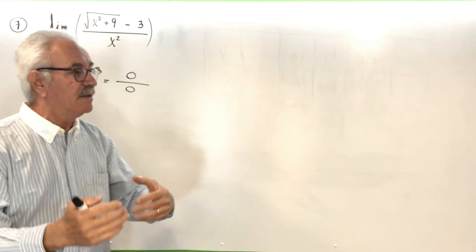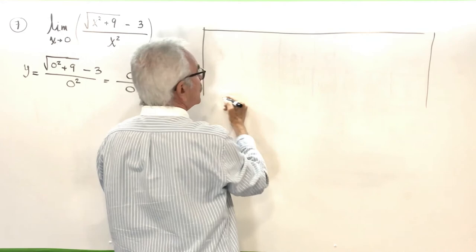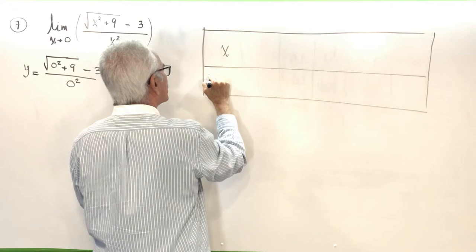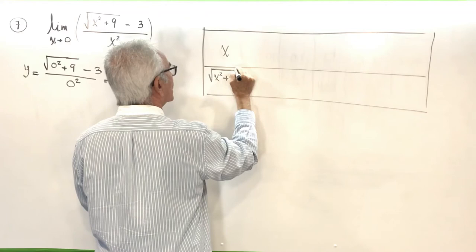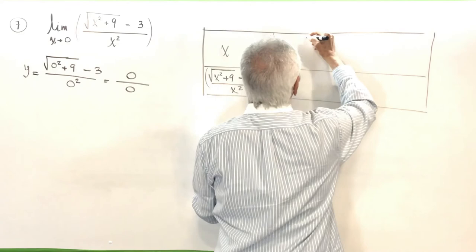So we have to investigate how the function approaches 0 from the left and from the right. In the notebook, you have a calculation for a large number of points. Here, we can do a couple of points. So let's check the values of x and calculate for the expression the square root of x squared plus 9 minus 3, divided by x squared. So let's evaluate different points.